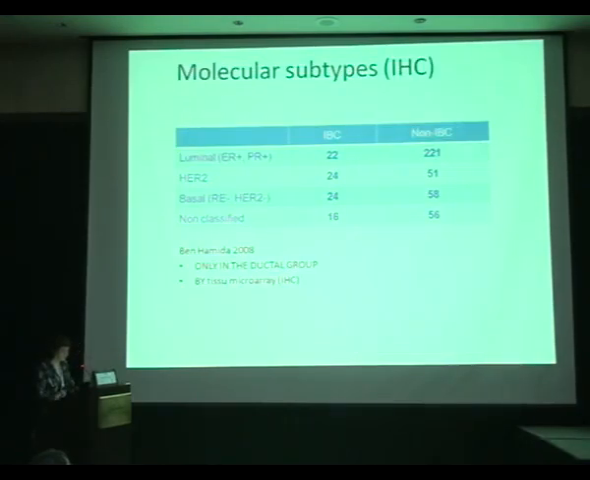In terms of molecular subtypes, this was performed on tissue microarray, and you can see that in inflammatory breast cancer you have a higher representation of cases. This is not percentage, this is number of cases, but you have a higher representation of HER2 and basal-like tumors in inflammatory breast cancer. But you can also have luminal tumors in this group.